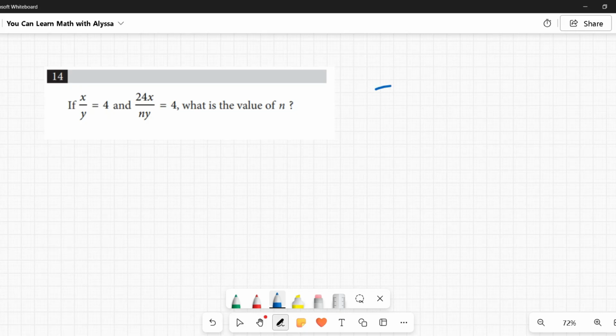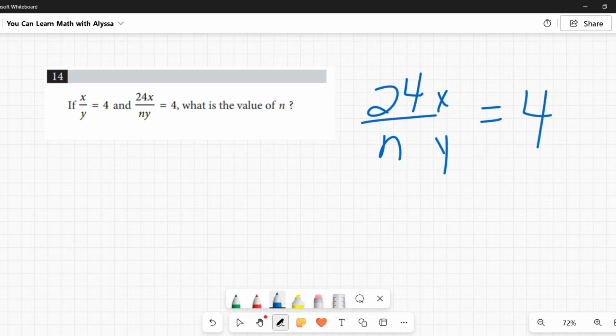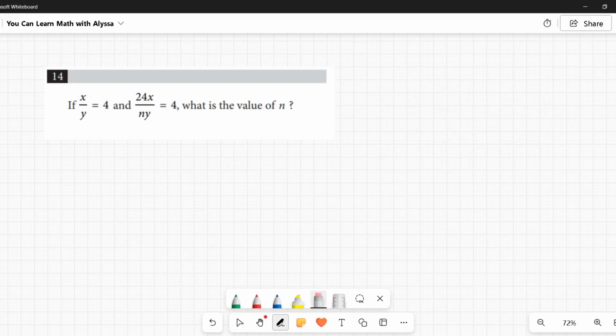I predict people are going to see that 24 over n, and they're going to forget about this x and y, and they're going to see that it equals 4, and they're going to go, n is 6, because 24 divided by 6 is 4. 24 divided by n, in this case 6. 24 divided by 6 is 4. I've got my answer. No, you just got it wrong. That's what I'm guessing a lot of students are going to do on this one.